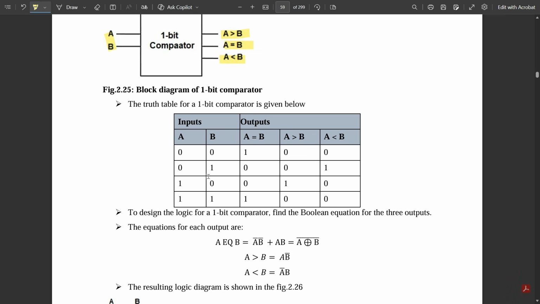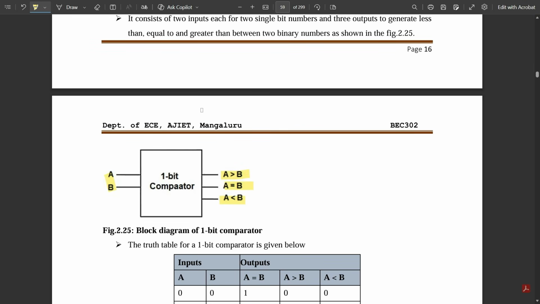Similarly for 1 0, A equal to B is 0. A greater than B, yes it is true, because 1 is greater than 0, and 1 is less than 0 is false, so it is 0. And finally for 1 1, A equal to B output is high because 1 is equal to 1, and 1 greater than 1 and less than 1 is 0. Like this the truth table is drawn for a 1 bit magnitude comparator, which consists of two inputs.